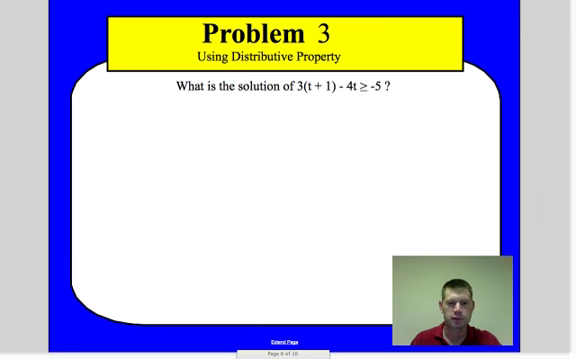Okay, so problem number 3, using the distributive property, what is the solution of 3 times the quantity t plus 1 minus 4t is greater or equal to negative 5?